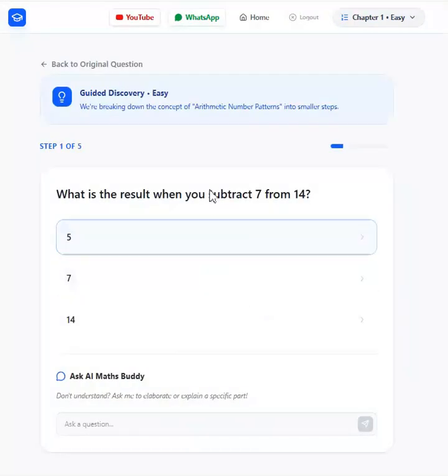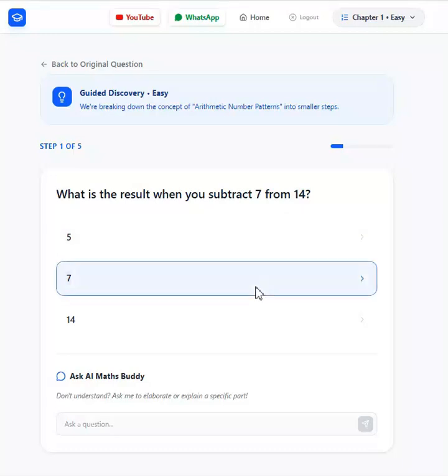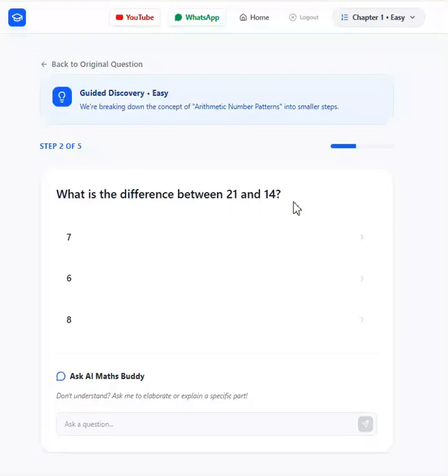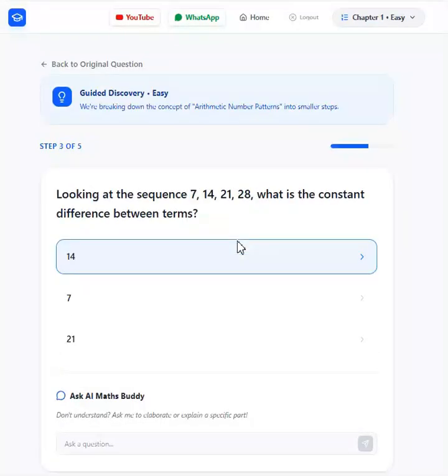Now the question was 7, 14, 21. So the first helping question is, what is the result when you subtract 7 from 14? Since you are in class 6, you can easily solve it. So you tell it that yes, it's 7. What is the difference between 21 and 14? You again know the answer, that is 7.